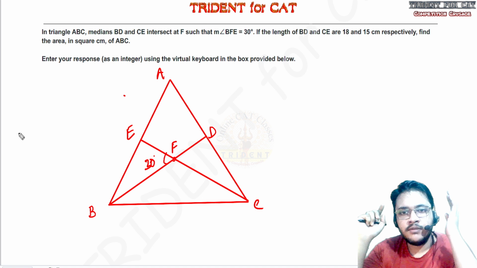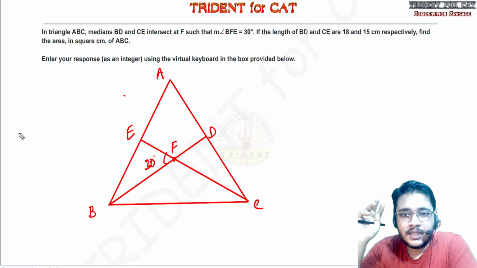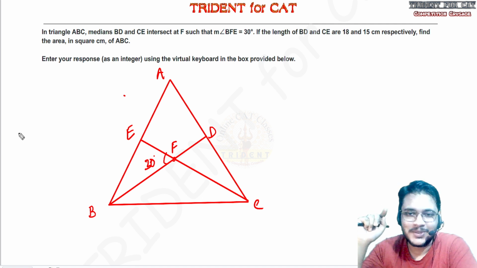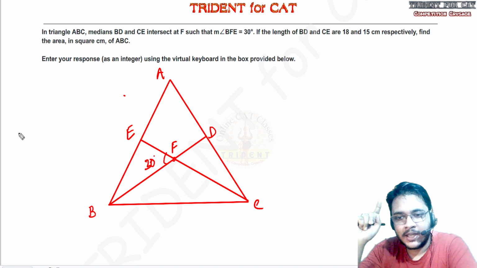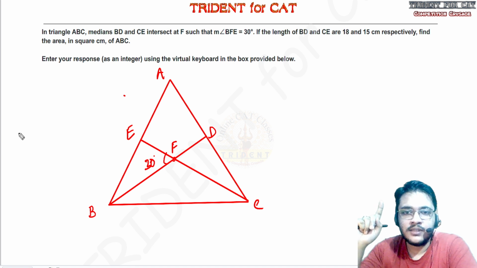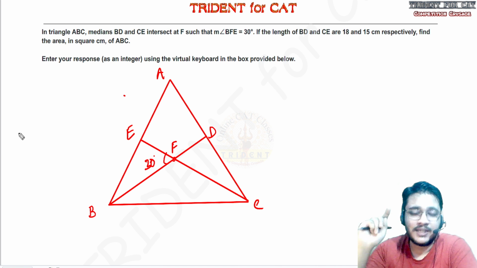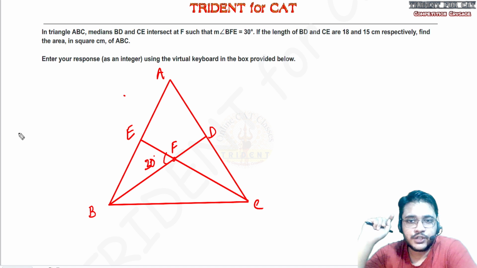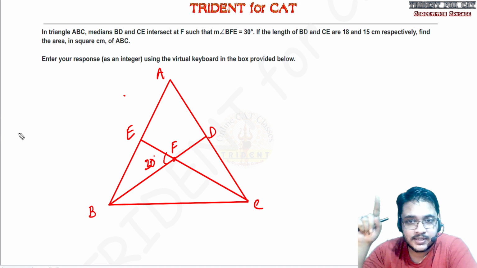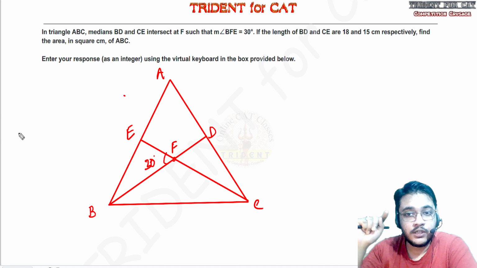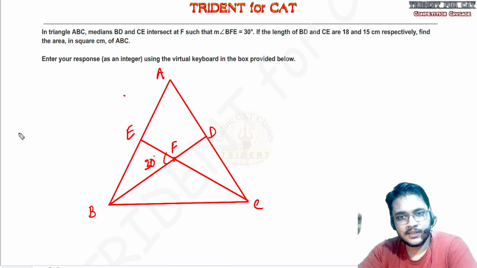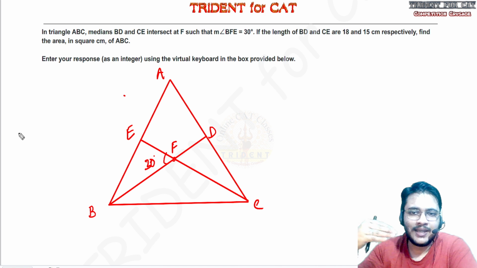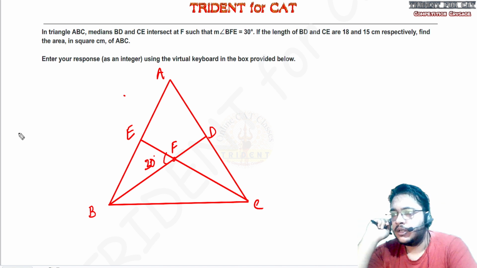I am not a primary teacher, so I don't remember the exact theorems and axioms. The intersecting medians will divide a triangle into six equal parts. The other property is that the meeting point of the medians is called the centroid, and a centroid divides the median in a ratio 2:1, where 2 belongs to the vertex side, and obviously the 1 belongs to the side opposite to the vertex.